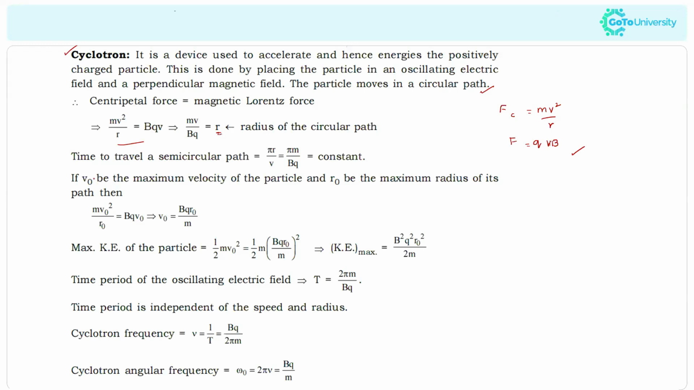And from that, we can calculate the time to travel a semicircular path. The time can be written as pi r divided by v. So from this expression we can write the value of r divided by v, which will be equal to m divided by qB, right? So when we apply it here, it will be like this. So the time to travel a semicircular path will always be constant in the case of a cyclotron.